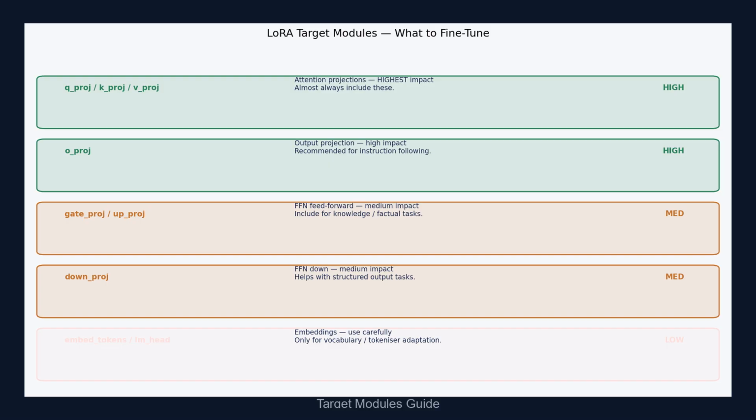Moving into the feed-forward network, gate_proj and up_proj are medium impact and most useful when the task involves factual recall, with down_proj in the same category. At the bottom of the priority list are embed_tokens and lm_head, low impact for most tasks, but worth including selectively when you're adapting vocabulary or working with a specialized tokenizer. When in doubt, start with the attention projections and add feed-forward modules if accuracy plateaus.